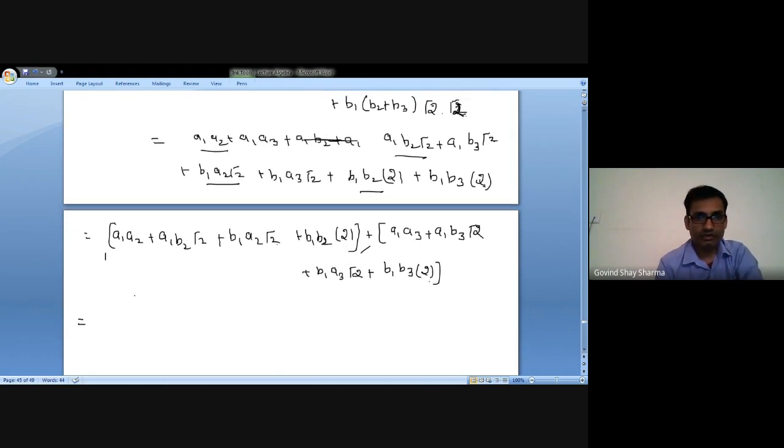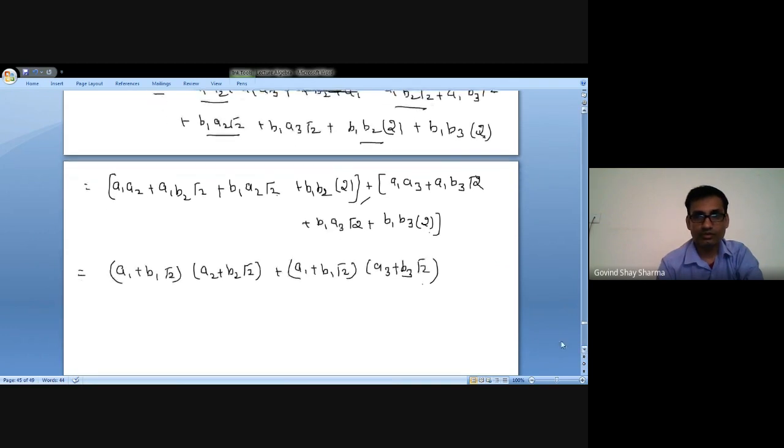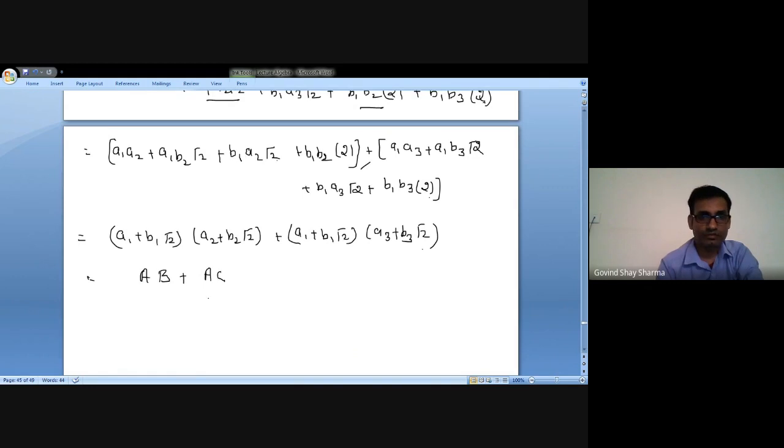Okay, now we can write here A1 plus B1 root 2 times A2 plus B2 root 2, plus A1 plus B1 root 2 times A3 plus B3 root 2, which we can easily say is A B plus A C. This is the distribution law. This is satisfied.